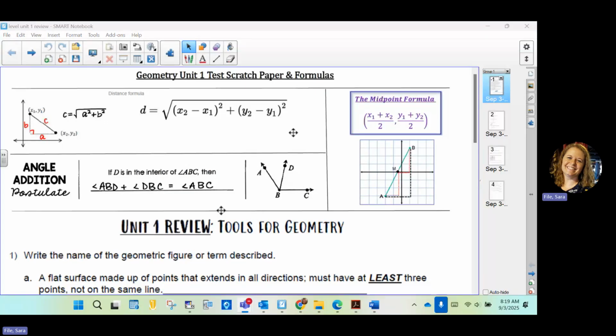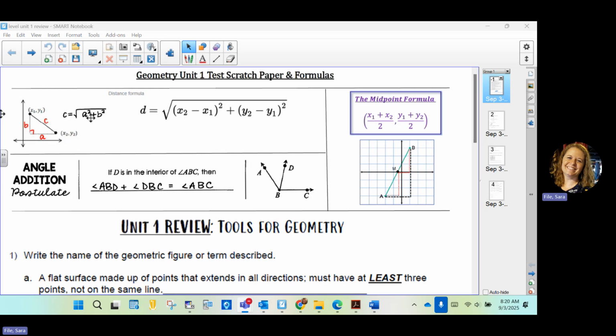At the top, before the title of the review, I've got a few things because I wanted to show you what you're going to be given on the test, okay? This is going to be on the top of your scratch paper / formula chart that you get. You're going to be given the distance formula with x2 minus x1, y2 minus y1, or using the Pythagorean theorem by creating the triangle.